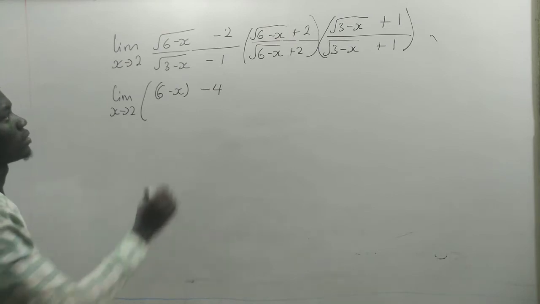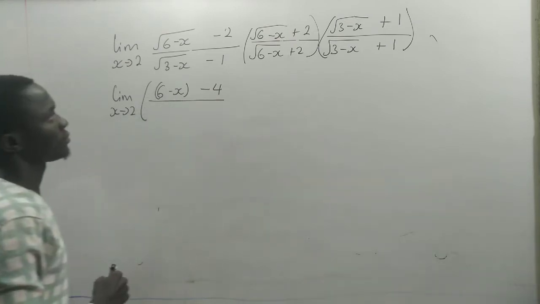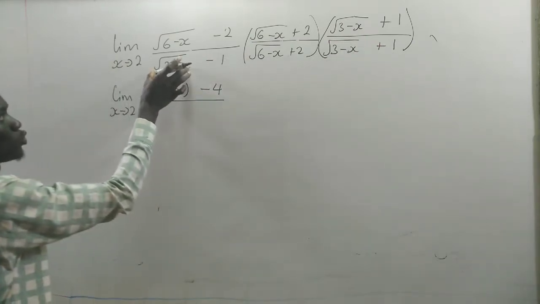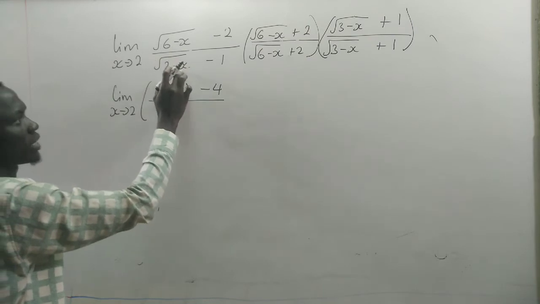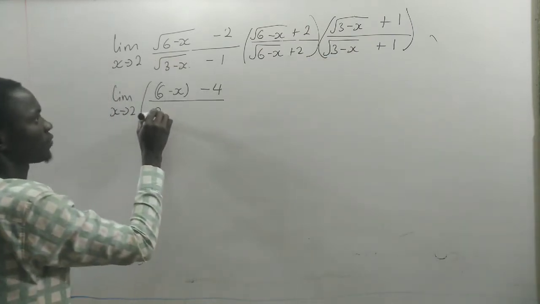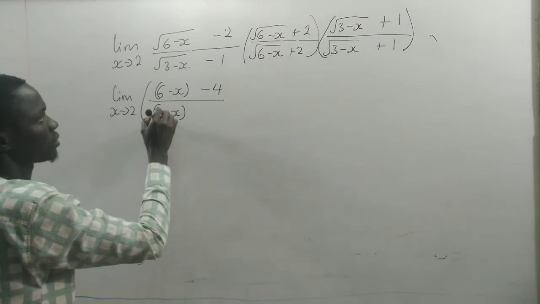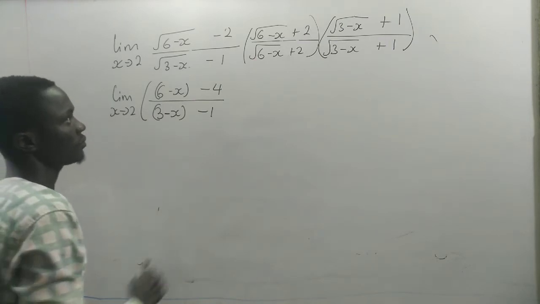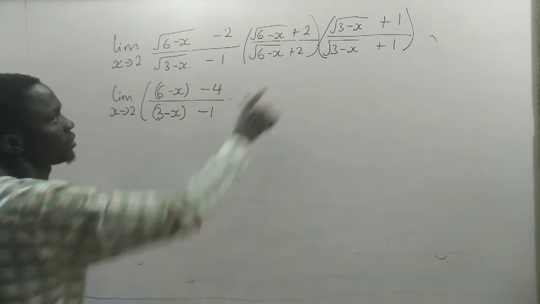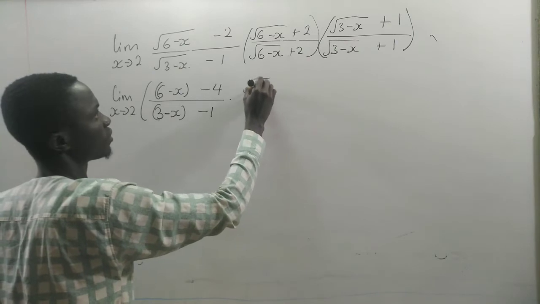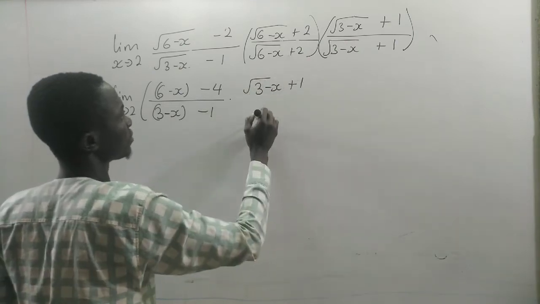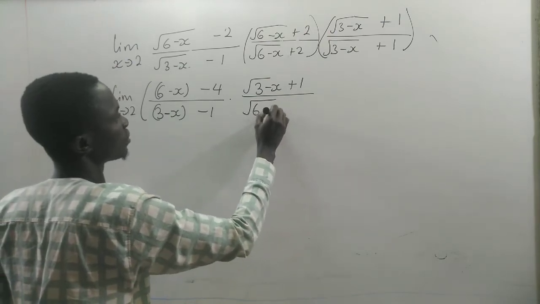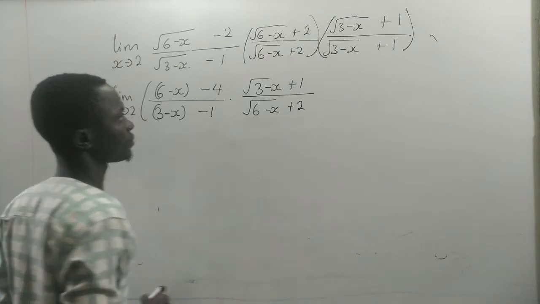Okay. Divided by, I'm going to multiply the difference of two squares. So root of 3 minus x times root of 3 minus x will give me 3 minus x. Negative 1 times 1 will give me negative 1. Times, at the top I'll have root of 3 minus x plus 1, divided by root of 6 minus x plus 2.